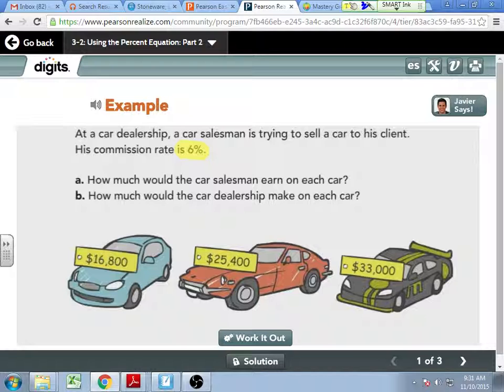If their commission rate is 6%, I want you to calculate how much the car salesman would earn on each car, and then how much the car dealership is going to make. Not profit, but just what they are going to get from the sale of the car.